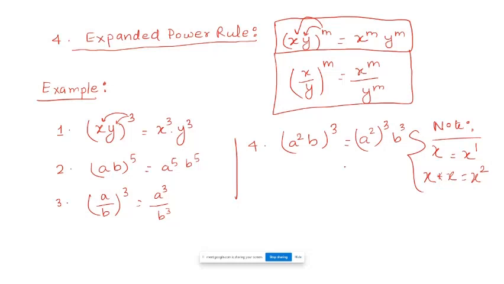Everyone understand? Yes. Because it's called the expanded power rule, it means the power will go to both. We have a to the power 2, 3 will go here. b doesn't have an exponent written, so it is 1, and b will be 3. 2 times 3 is 6 and b to the power 3. So a to the power 6, b to the power 3.